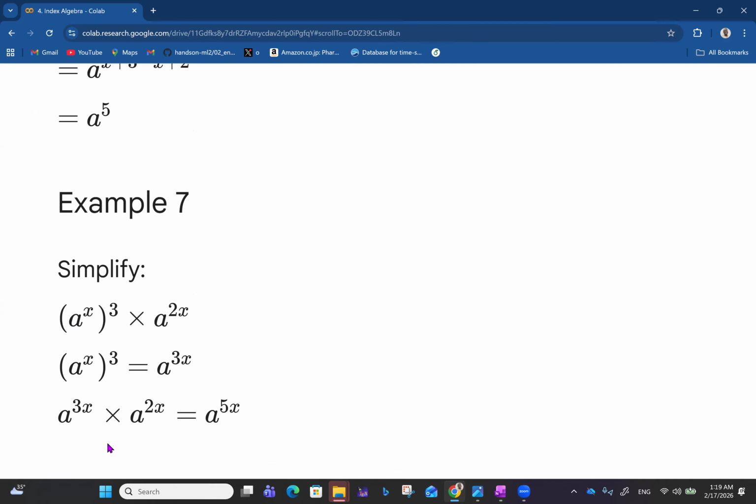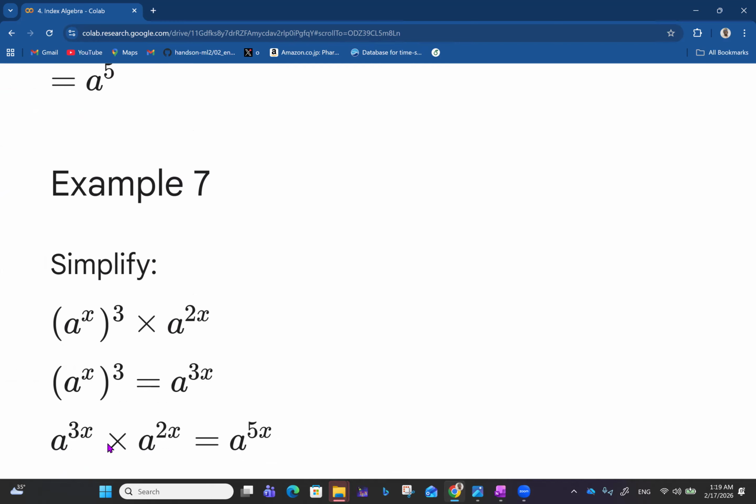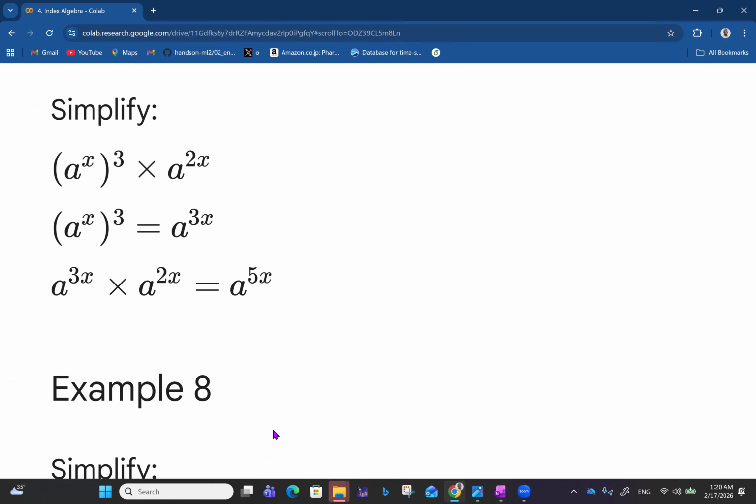Then for example 7, we simplify a raised power x raised power 3 times a raised power 2x. That means this is a raised power x raised power 3, that's a raised power 3x. Then we have a raised power 3x times a raised power 2x. We can add 3x plus 2x, that's 5x. So we have a raised power 5x.